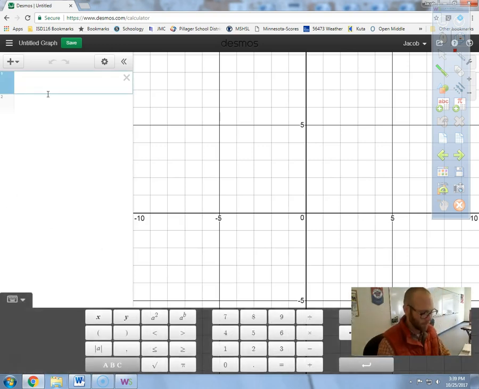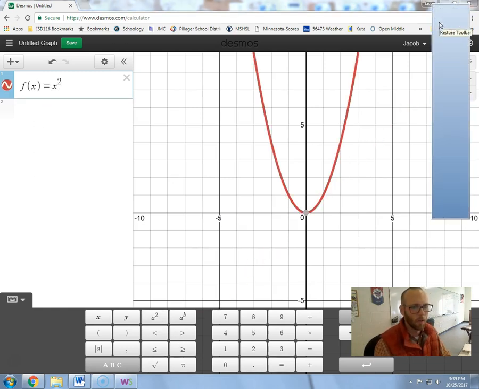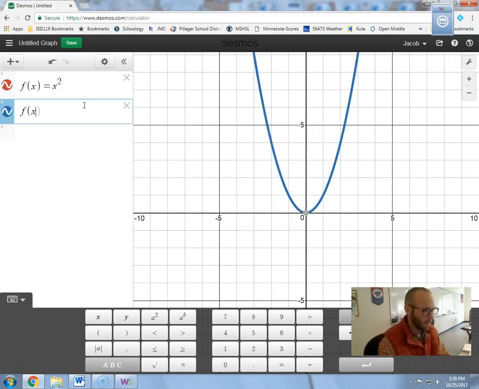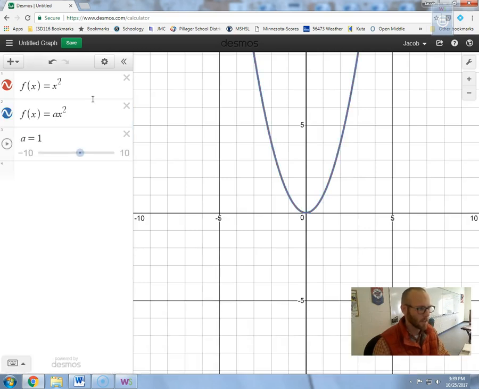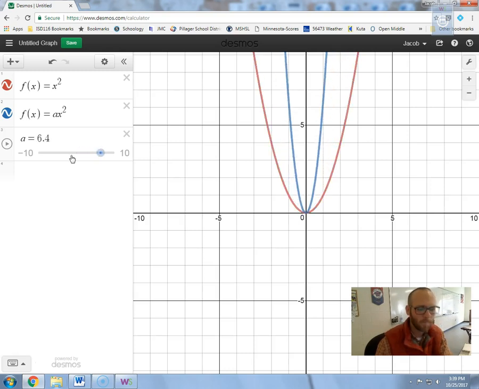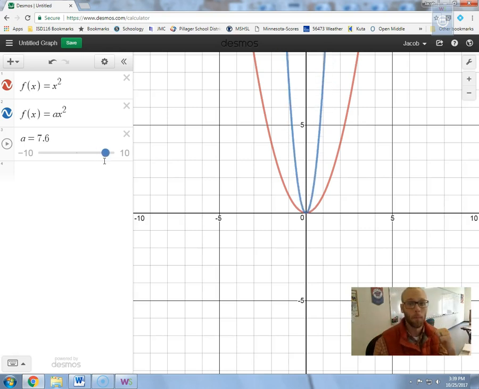So let me put in our function f of x equals x squared. Okay, we know it looks like that. Then let's graph f of x equals a times x squared, and let's add that as a slider. And what did we see? We talked about in class that as a got bigger than 1, the graph got vertically stretched out. It was like I was grabbing the top of it and pulling it up.